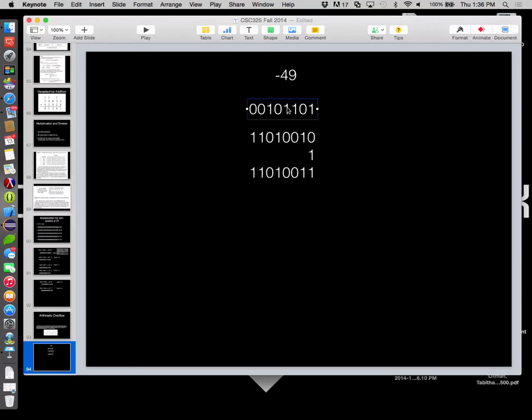This is 49, right? 1s, 2s, 4s, 8s, 16s, 32s. 32 plus 8 is 40, plus 4 is 44. Hold on. 1s, 2s, 4s, 8s, 16s, 32. So 32 plus 8 is 40, plus 4 is 44. Oh, did I skip 16? Man, why am I? It's pretty bad.